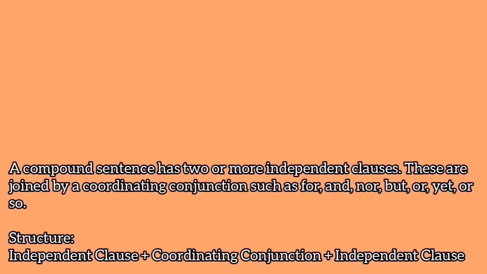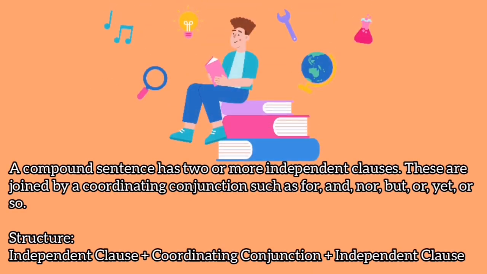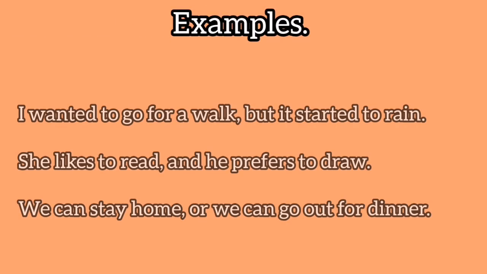Compound sentences comprise two or more basic phrases joined together. Each structure has two or more independent clauses connected by either a semicolon or coordinating conjunctions. I wanted to go for a walk, but it started to rain. She likes to read and he prefers to draw. We can stay home or we can go out for dinner.